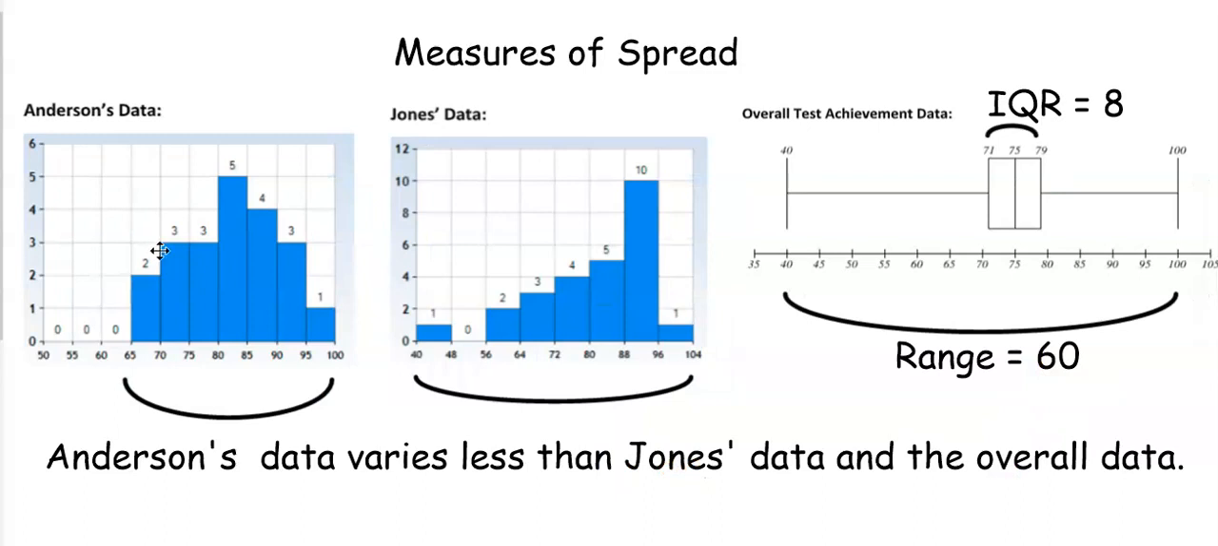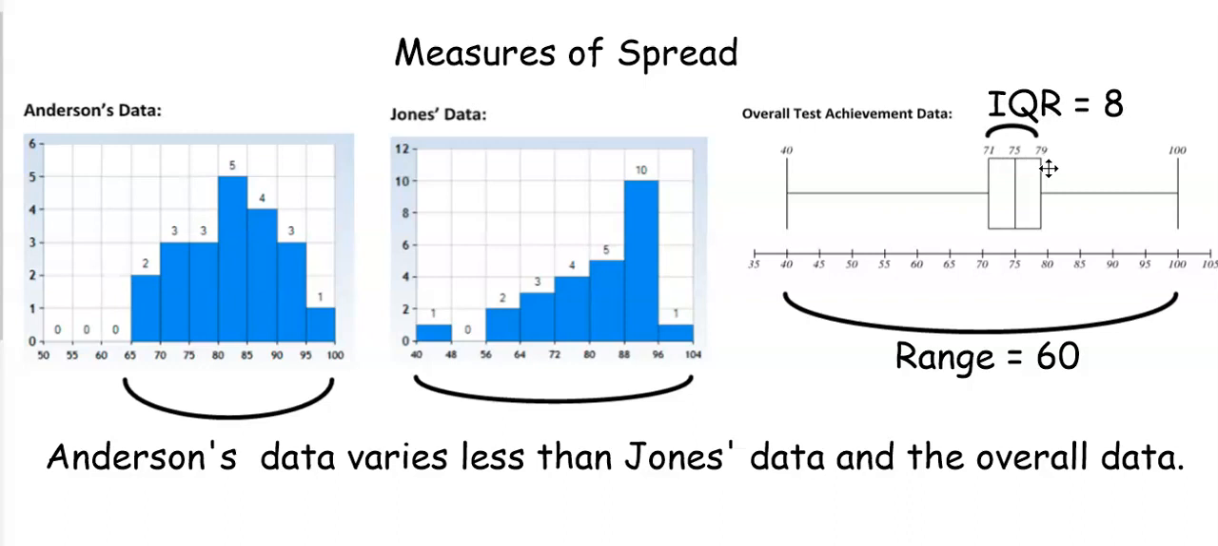For measures of spread, if we take a look at Anderson's data, I'm just looking at the range here. I don't know exactly what the range is because all that I know is that we have 2 values between 65 and 69, and 1 value between 95 and 99. So that can give me an approximation. For Jones's data, I can tell that the quiz scores are more spread out. For the box plot here, I can get the actual range because I have the maximum and minimum values. So I know that the range is 60. And the interquartile range, I can also get that. I know that it's 8 because I looked at the width of the box here.